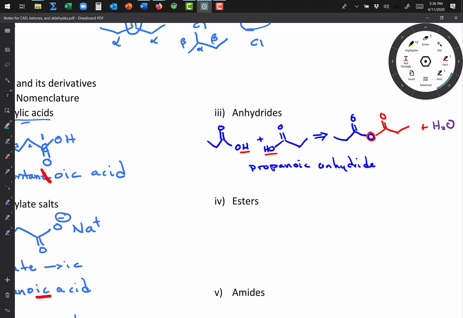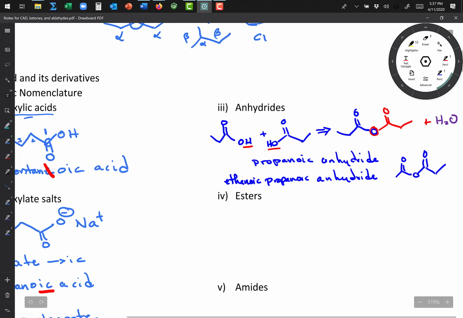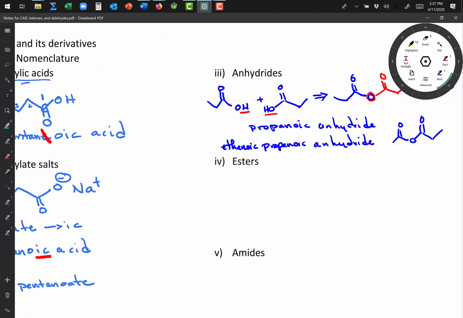If you have different carboxylic acids, so let's say you have ethanoic propanoic anhydride, what you're going to get is this, because it's 2 carbons for ethane, right? And then you have an oxygen, and the other side will have 3 carbons like that. And that's a mixed anhydride. You don't use the word di because in order to have an anhydride, you have to fuse 2 together. So that's kind of understood for propanoic anhydride. But for ethanoic propanoic anhydride, it's fairly clear that you have an ethanoic acid and a propanoic acid.